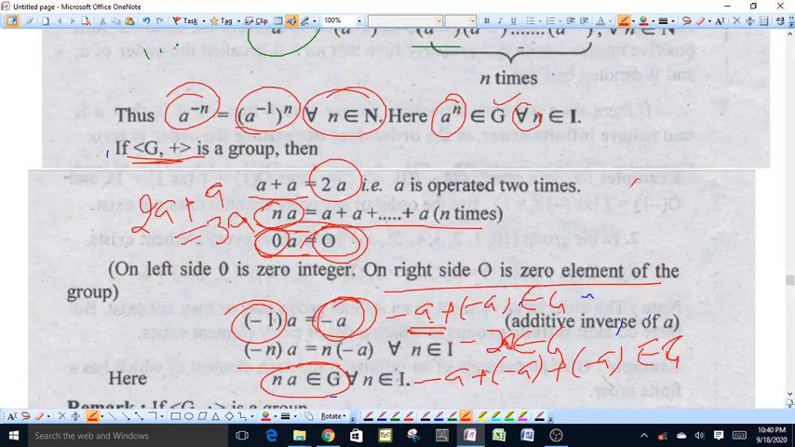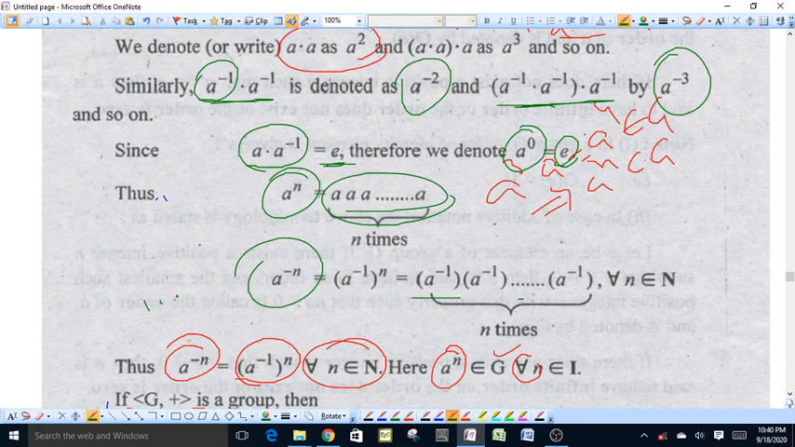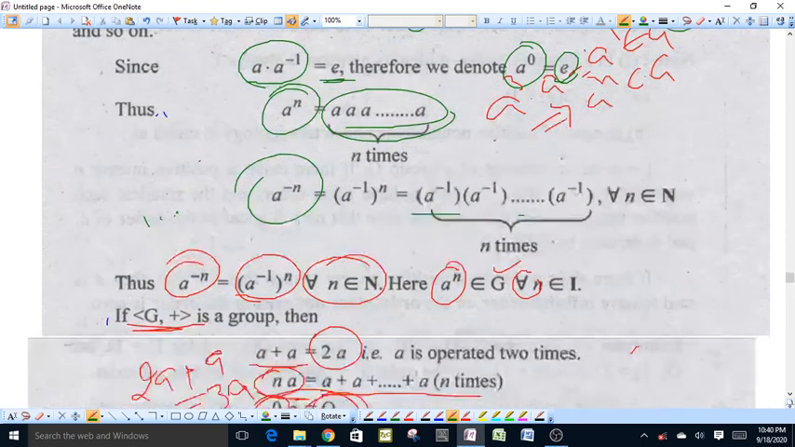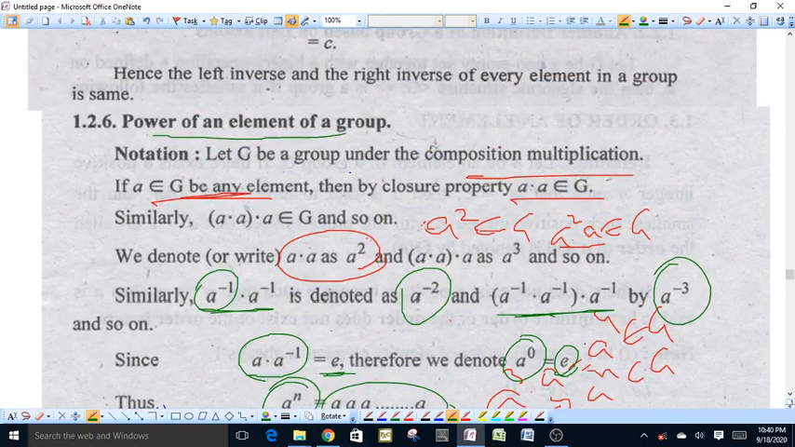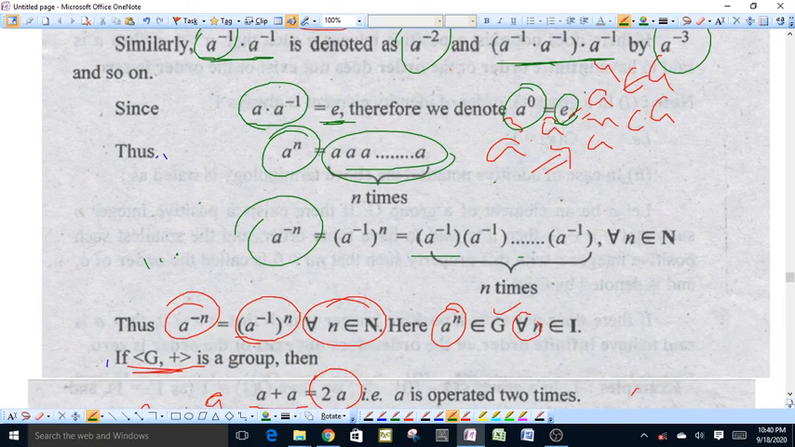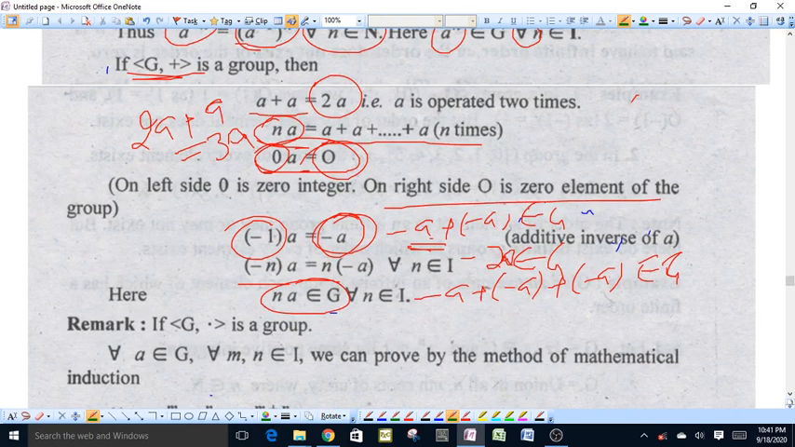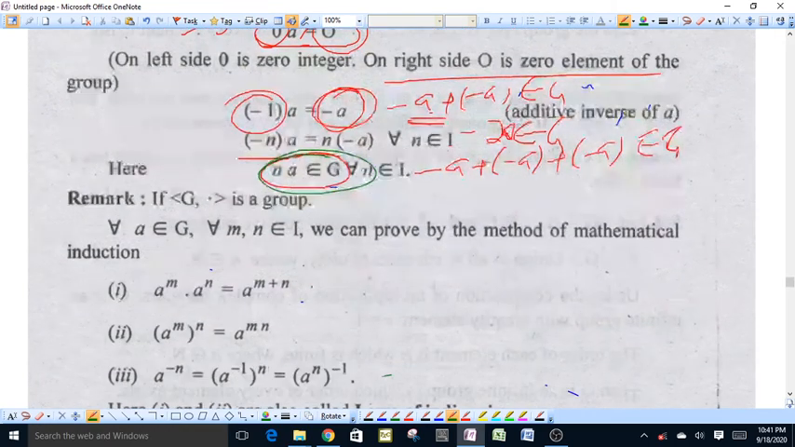Here n is called the power of the element. In the group G under the operation multiplication, a raised to power n is an element of G. This means n is the power of the element. In the addition, na belongs to G. This means the power of a is n.